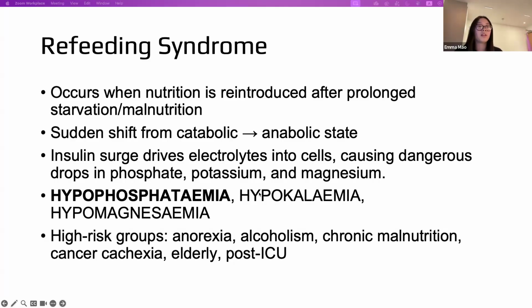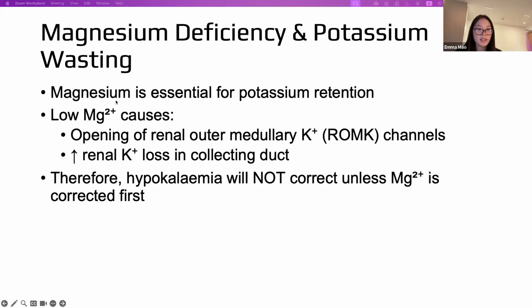But there's also hypokalemia, hypomagnesemia. Basically, everything is low. Everything has gone into the cells. And then the high risk groups are people with anorexia, alcoholism, chronic malnutrition, so cachexia from cancer, elderly and post-ICU, so people who have had prolonged starvation and malnutrition. So with refeeding, need to monitor them and do it slowly. So magnesium is essential for potassium retention. So it's important to check the magnesium levels when dealing with hypokalemia. So that's just something to check.